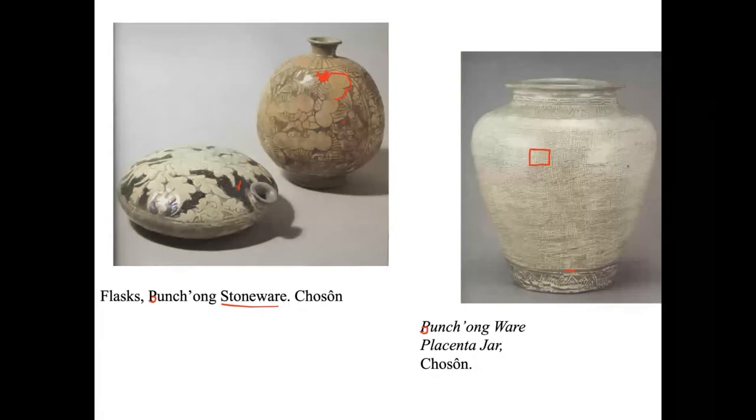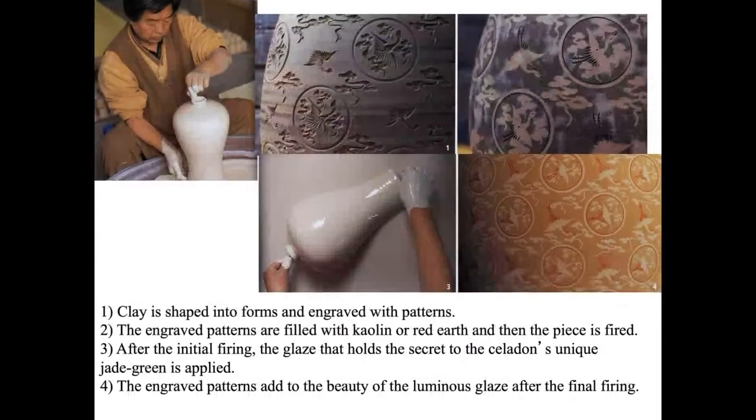So buncheong ceramic was popular in early Joseon dynasty, and Japanese collectors admired buncheong ware. They liked this kind of casual or improvisational quality of decoration. So buncheong was very popular.